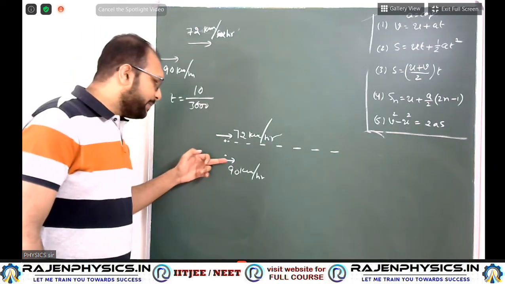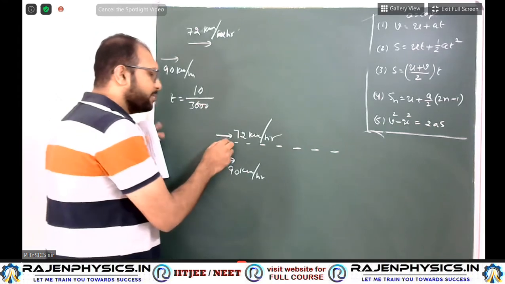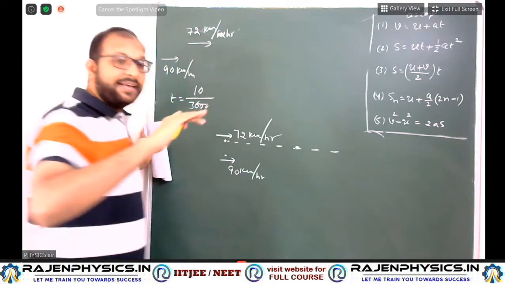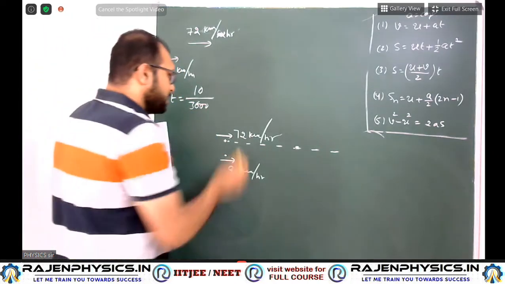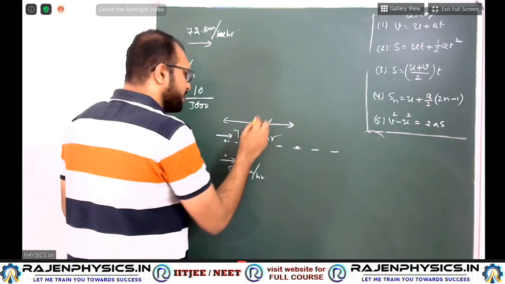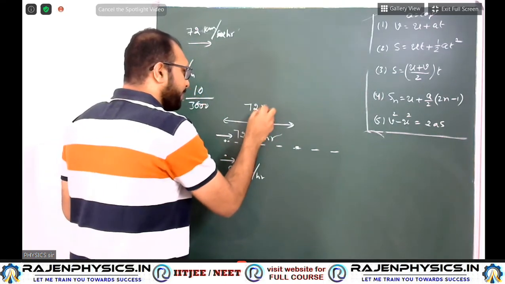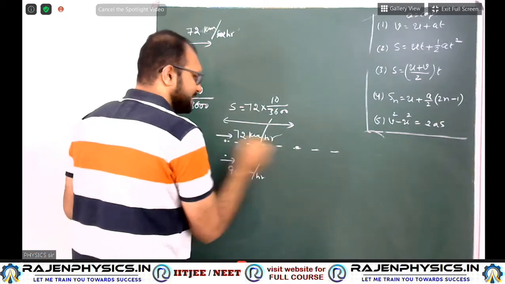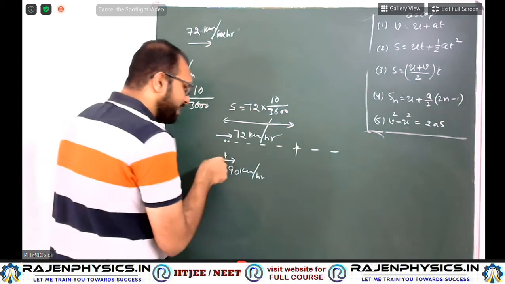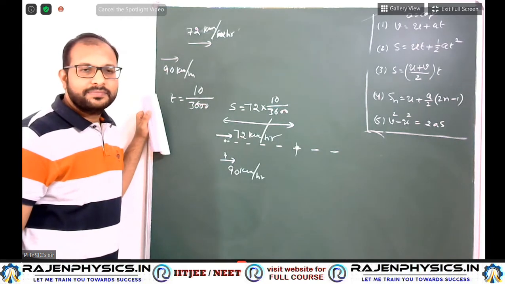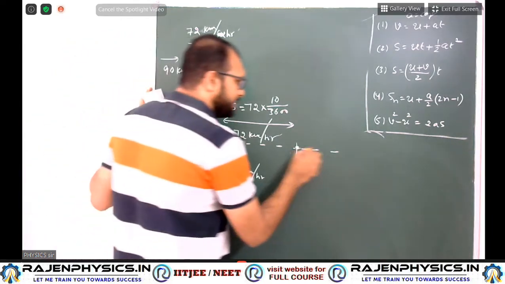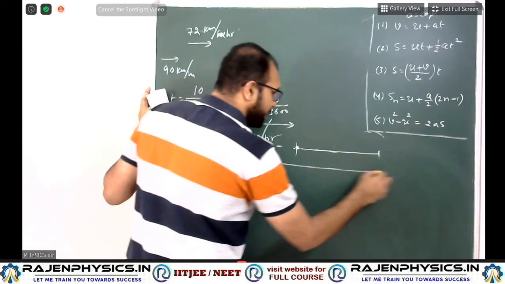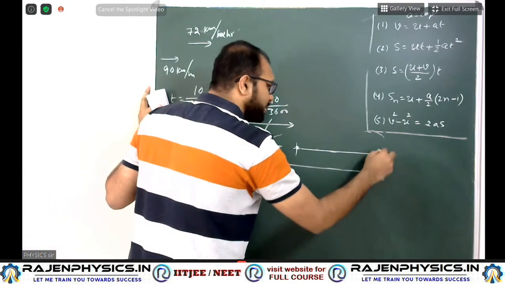That means when the police jeep is here, the bike is somewhere ahead, because 10 seconds are already over. So from here to here, how much? 72 into 10 divided by 3600, that is nothing but S. Now here the motorbike is there, here our jeep is there. Now they start. The speed of the jeep is more, so both end up side by side.